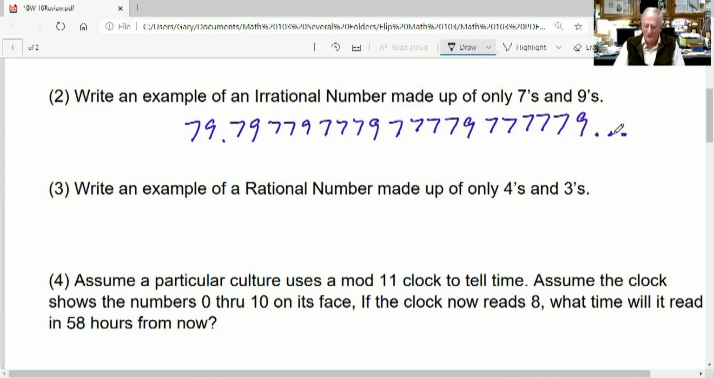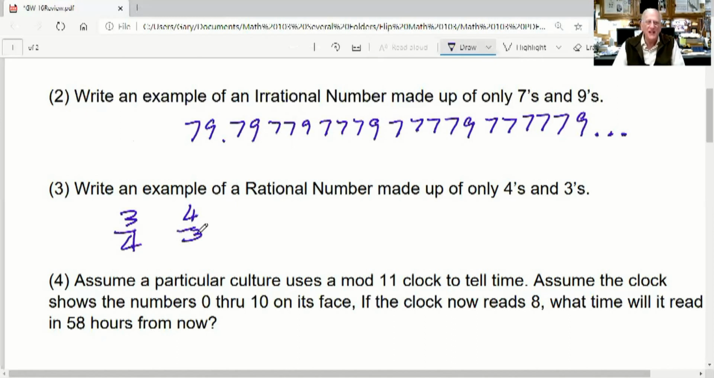Well, I could do this. I could make one example be 3/4. That is a rational number. It has in it only 3s and 4s, even though when I convert it, it's not going to be just 3s and 4s. But as it stands right now, that is a rational number which has in it only a 3 and a 4. Okay? I could have used 4/3.